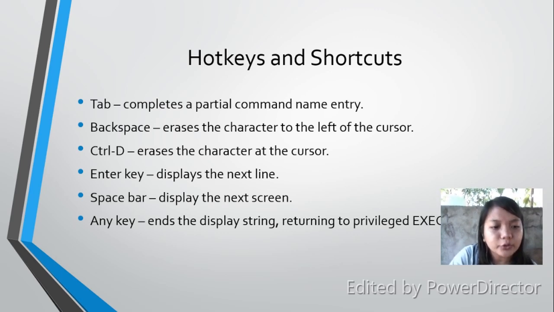Then Control-D erases the character at the cursor. The Enter key displays the next line. So if you press Enter, the next line will display. The space bar displays the next screen. So with Enter, the next line displays; with the space bar, the next screen will display. And then any key interrupts the display and returns to privilege exec mode. So if you type any key, it will go back to privilege exec mode.